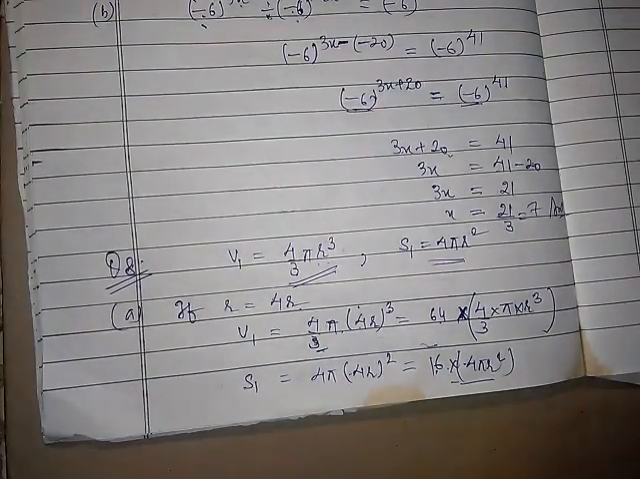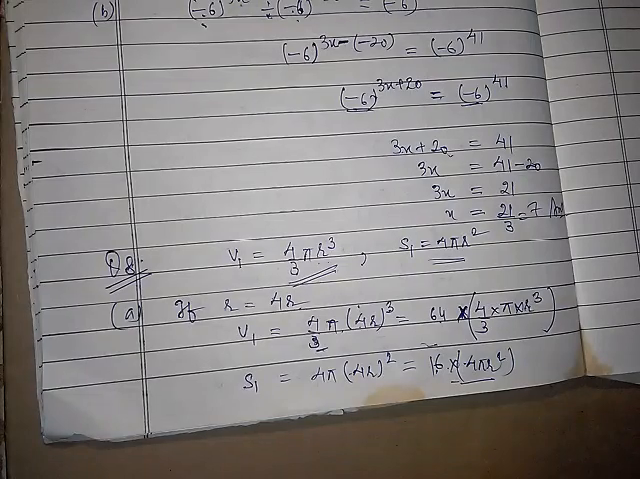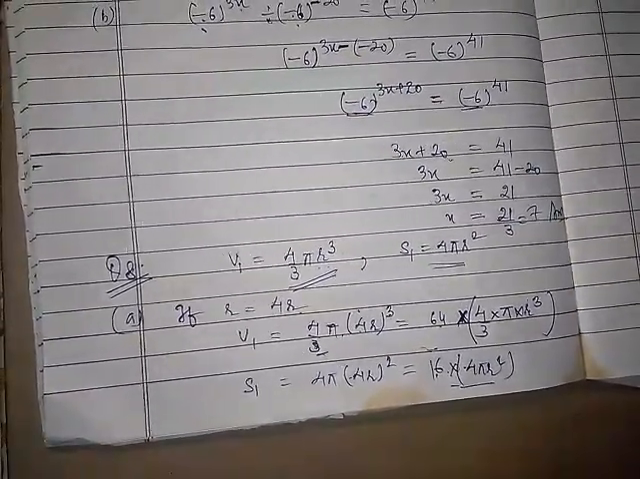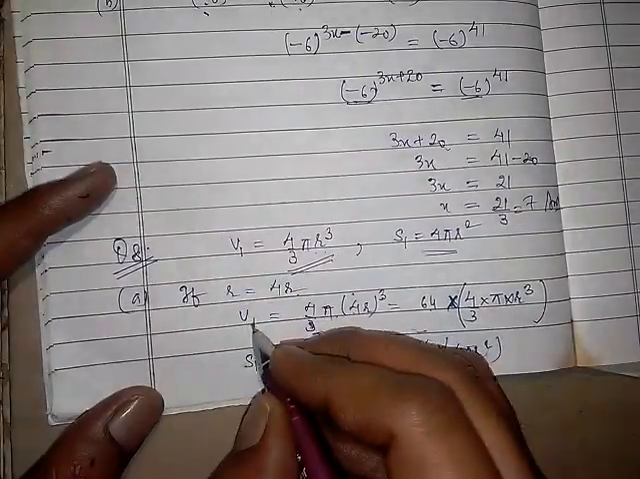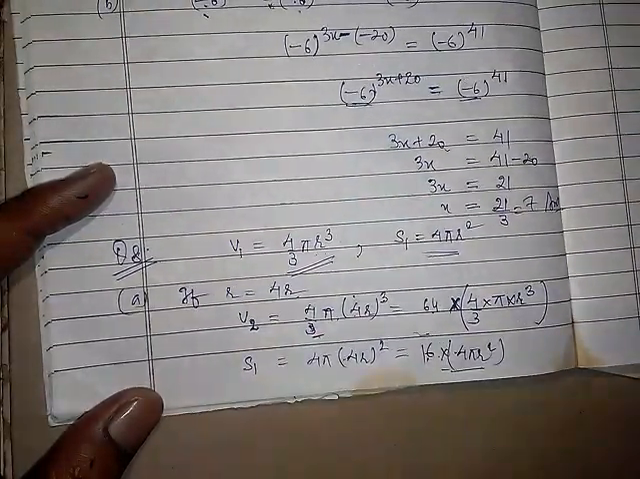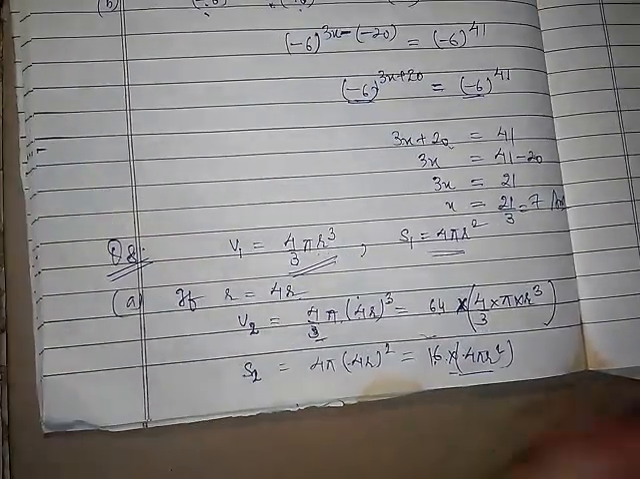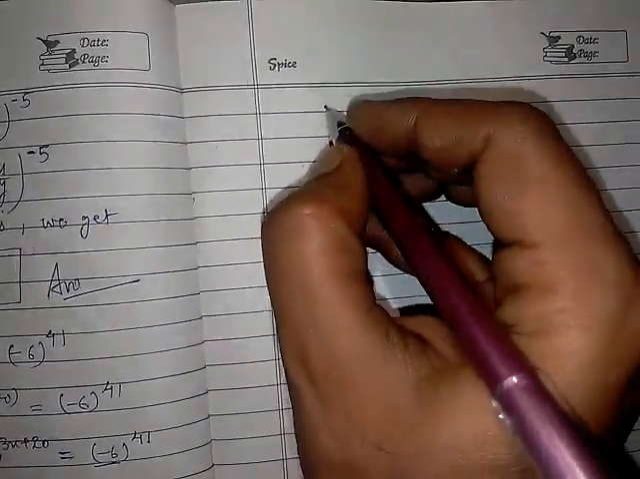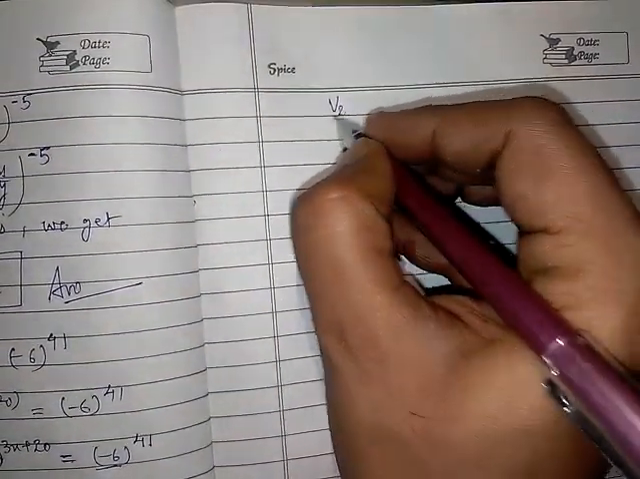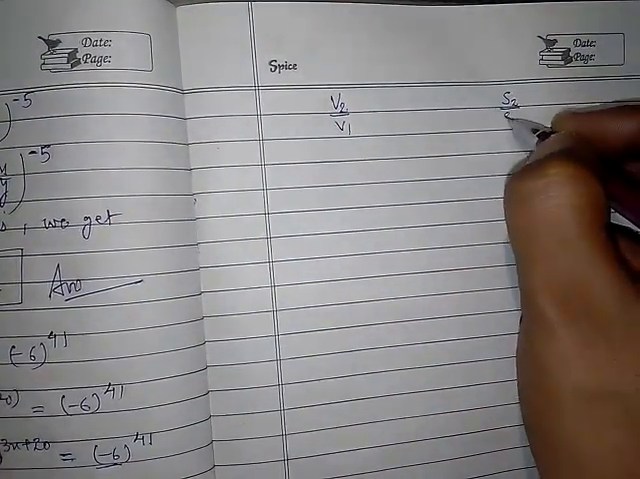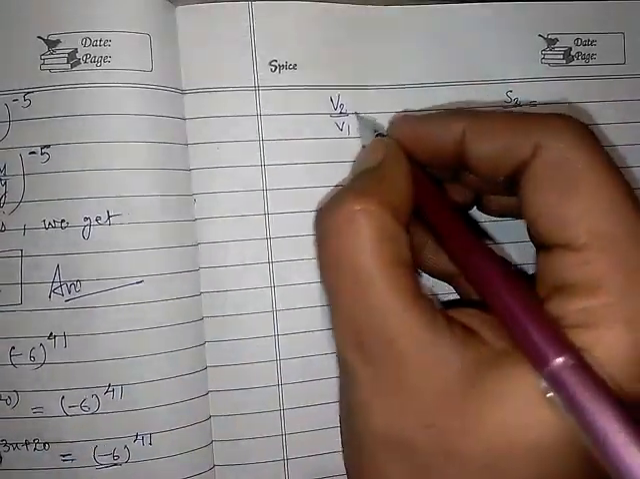Then in the B part, they are asking to find the ratio of the new volume to the original volume and the ratio of the new surface area to the original surface area. Okay, so let us denote the second volume with V2, and the final surface area by S2. Now they are asking for the ratio. Ratio means new volume to old volume, and the ratio of new to previous surface area.